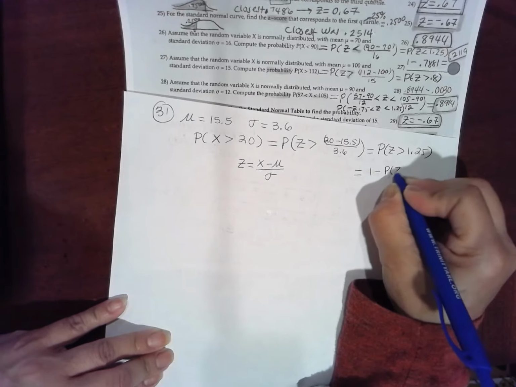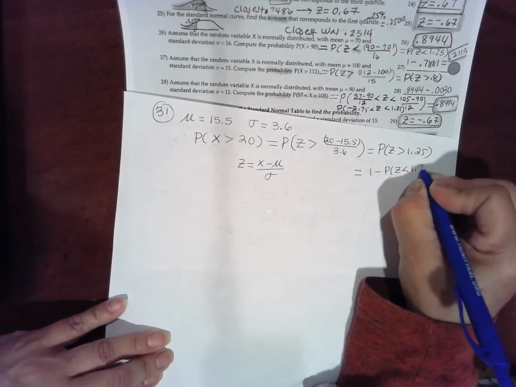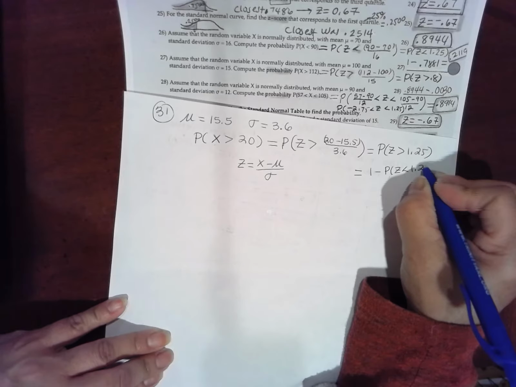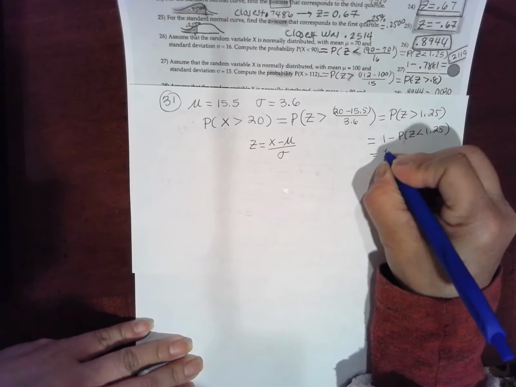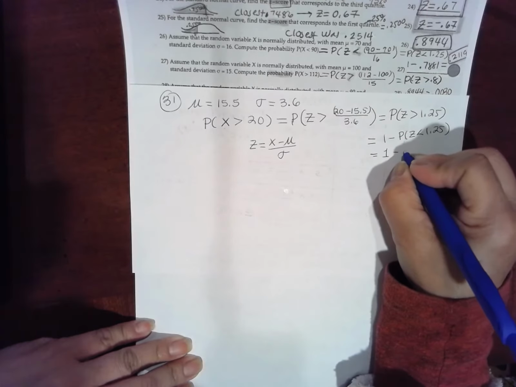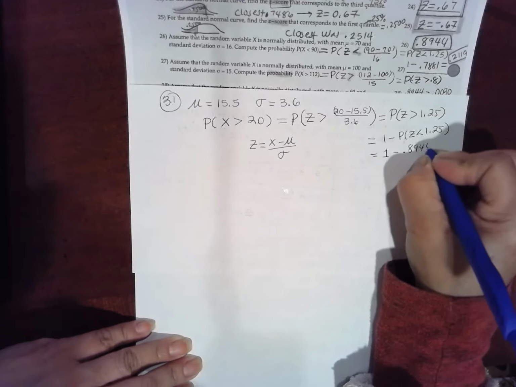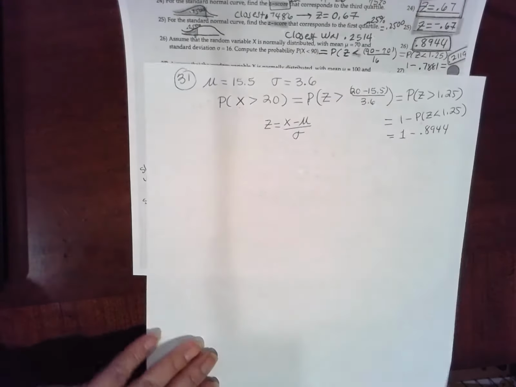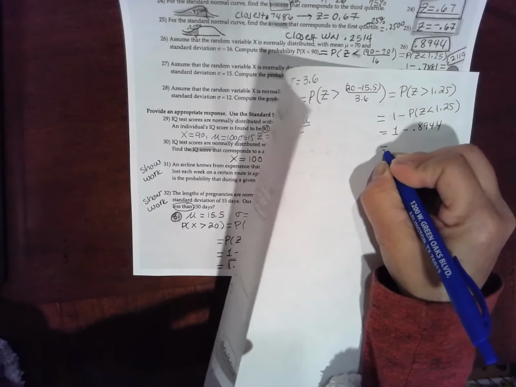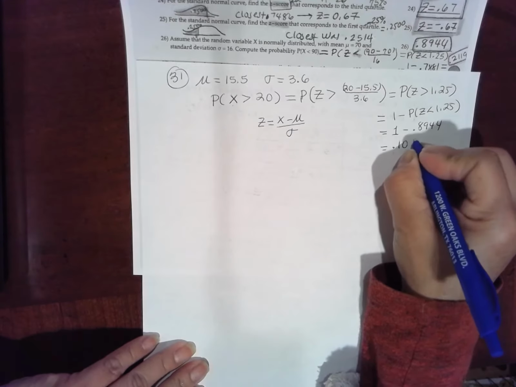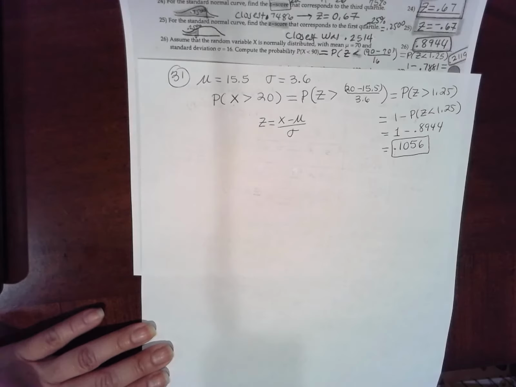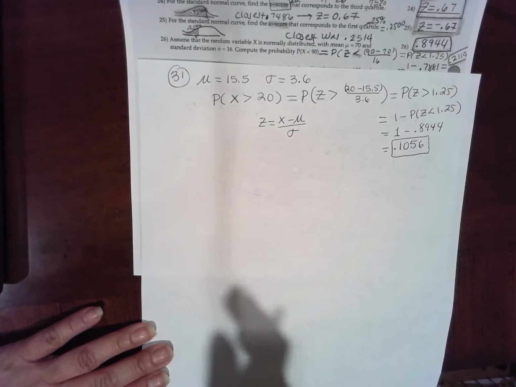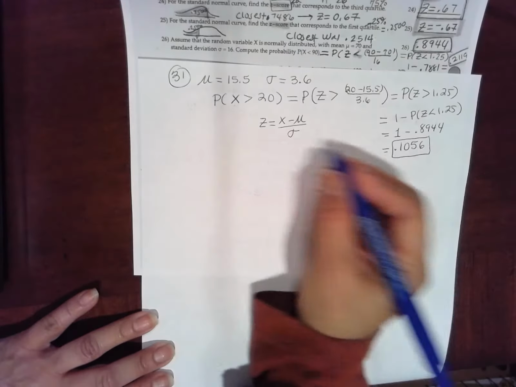But since it's asking for the area to the right, that means it's going to be 1 minus the probability from the table that is given to you for the probability of z being less than 1.25. So in this case, this is going to be 1 minus 0.8944, because that is the probability of the less than. And the probability of this area to the right is 0.1056. But again, you have to get used to standardizing the scores from x to z, and that's your final answer.